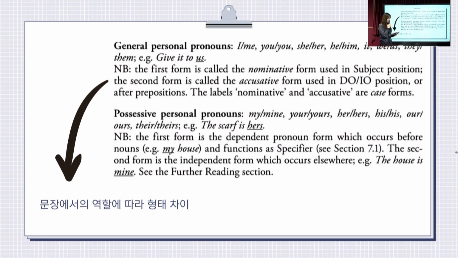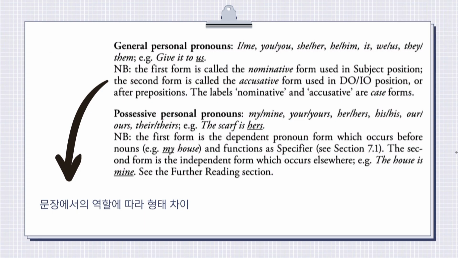First, we have general personal pronouns such as I, me, you, he, him, she, her, it, we, us, they, them. These pronouns change their form depending on their grammatical position. For example, I is used as the subject, while me is used as the object, as in give it to us.